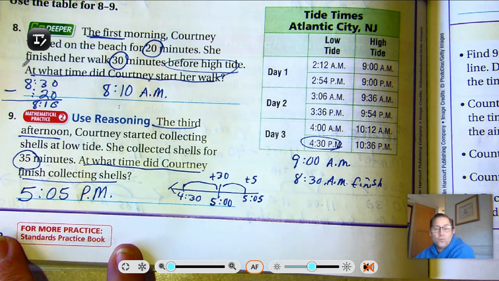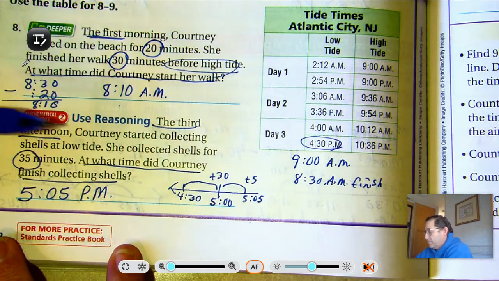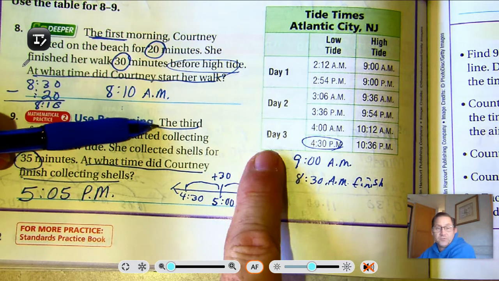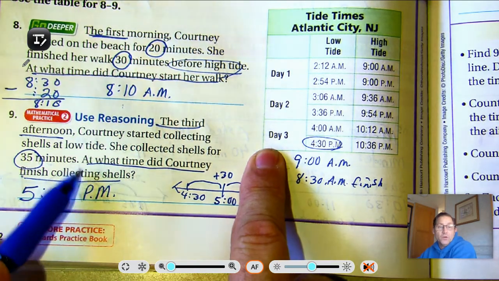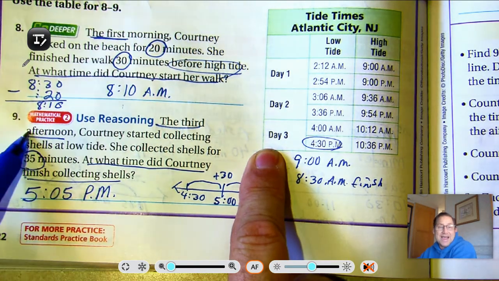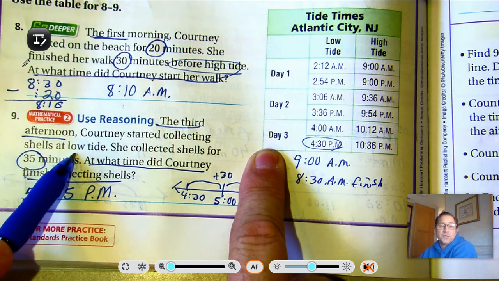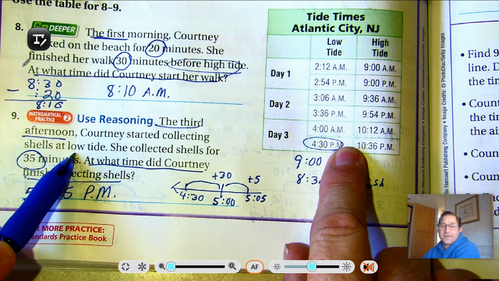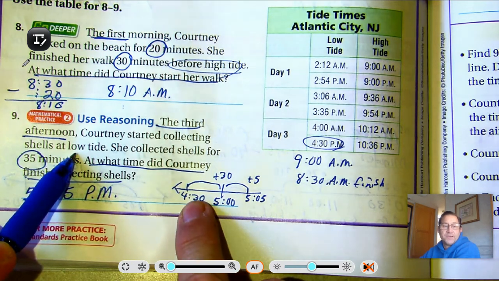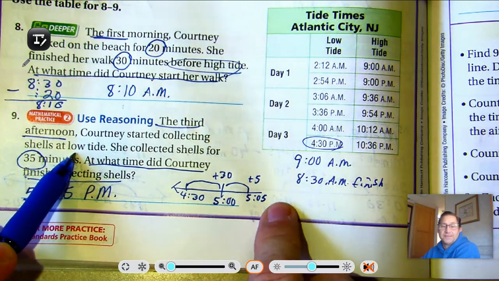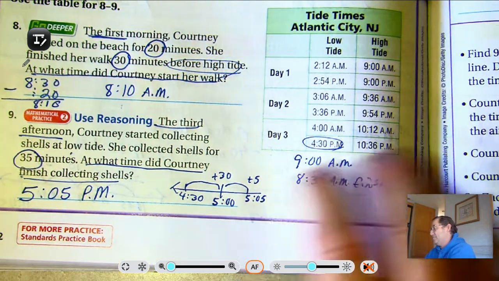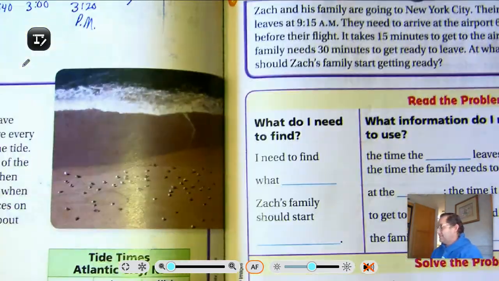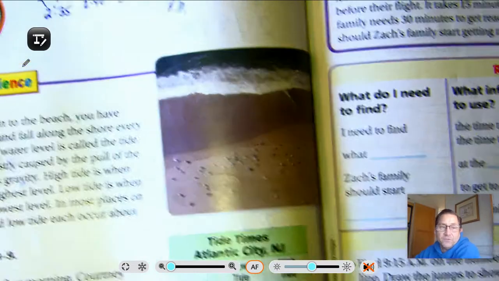Again, how did I know which one to start? Okay, well, the clues are third day, so day 3, low tide, and it says afternoon. Afternoon means PM hours. So when's low tide on the third day in the afternoon? Low tide in the afternoon is 4:30. So we started at 4:30 and jumped 35 minutes. So 5:05 p.m. All right, so that's it for using time intervals.